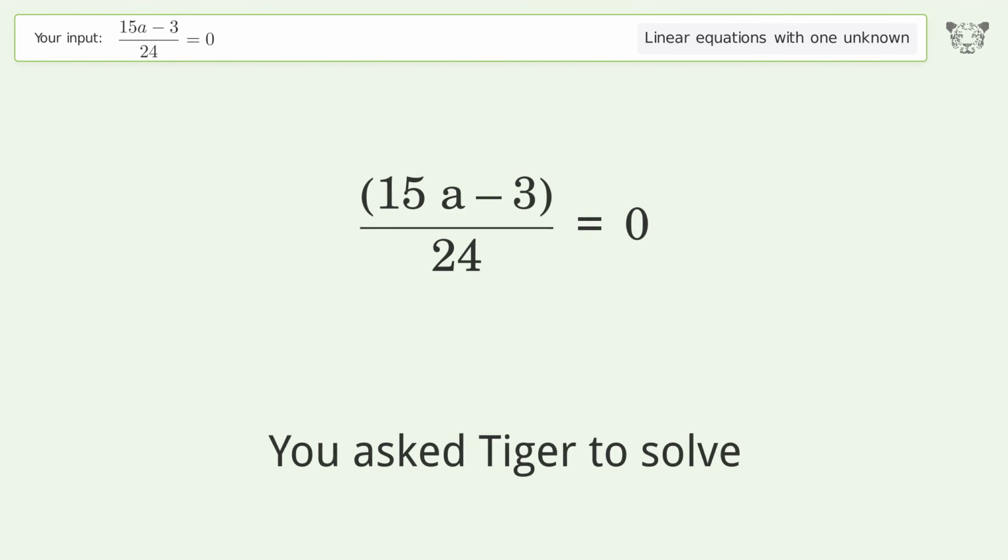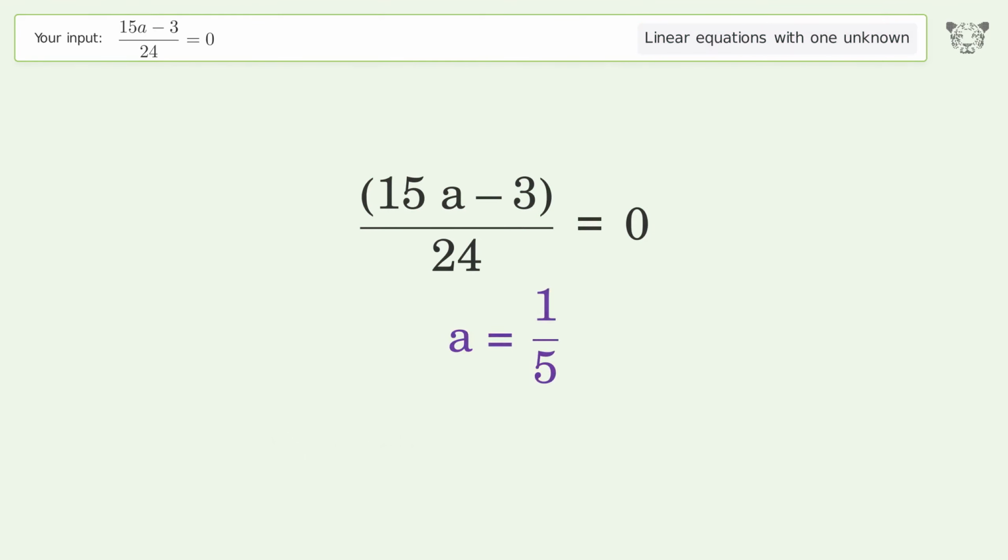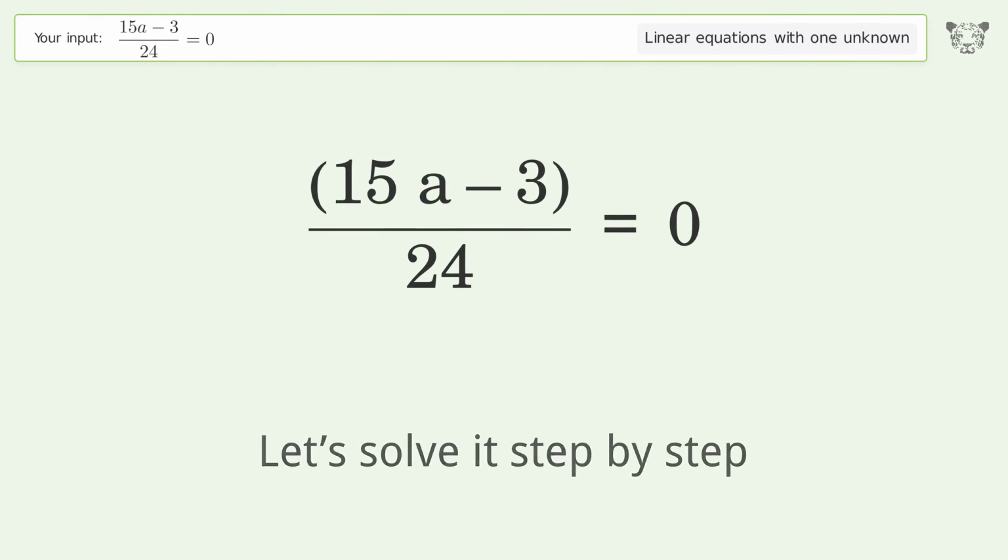You ask Tiger to solve. This deals with linear equations with one unknown. The final result is a equals 1 over 5. Let's solve it step by step.